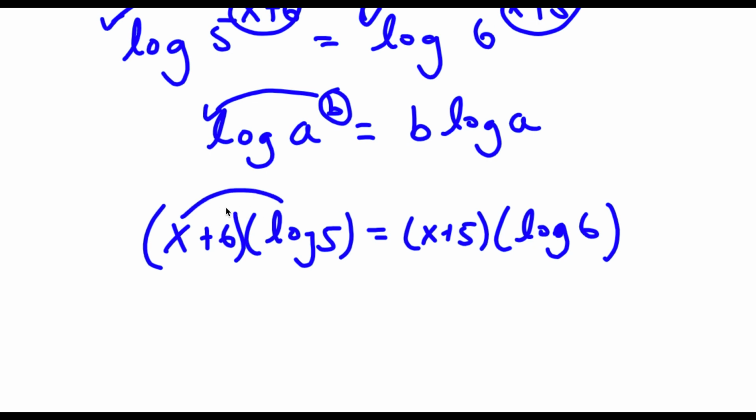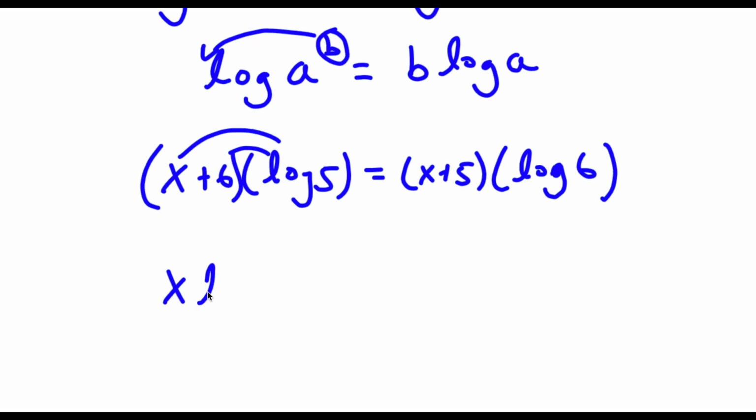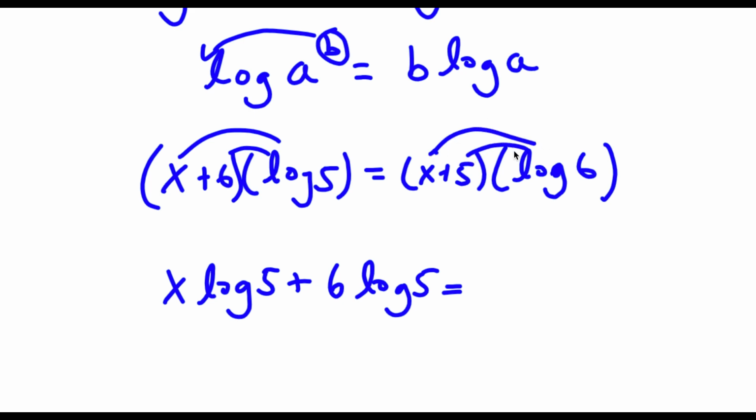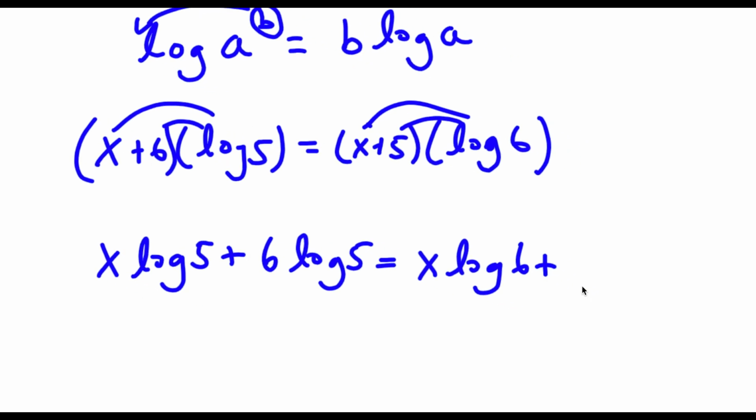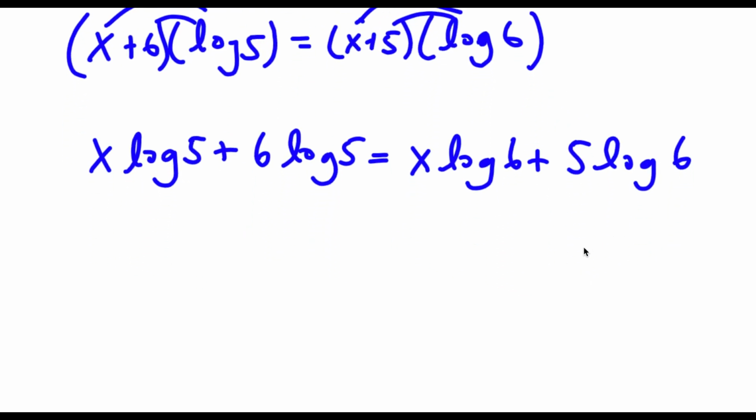Now I can go ahead and distribute the x and the 6 to this. So now I have x times log 5 plus 6 times log 5 is equal to, I'm going to do the same thing with this side, x times log 6 plus 5 times log 6.